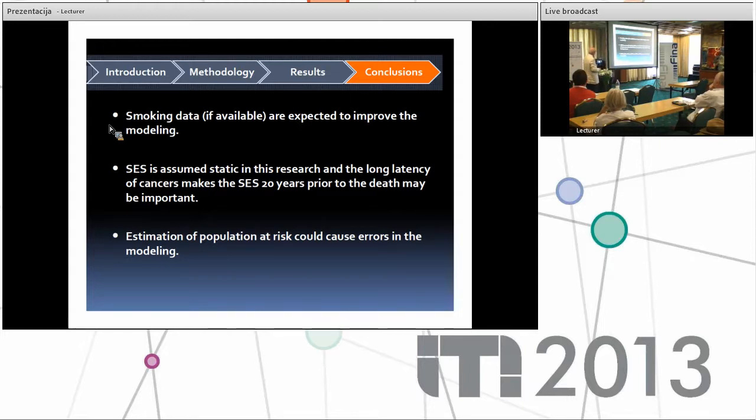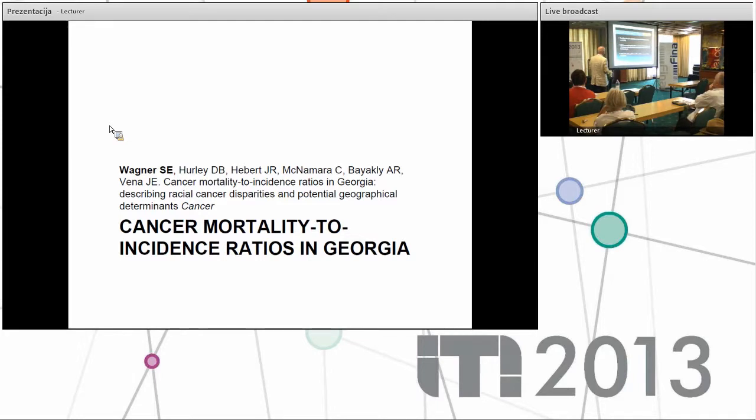And that would improve the modeling. If anything, lack of having the data would tend to drive it towards the null. So anyway, that's some of the work that the geography student did, taking some of the cancer incidence data and using Bayesian modeling to come up with it.